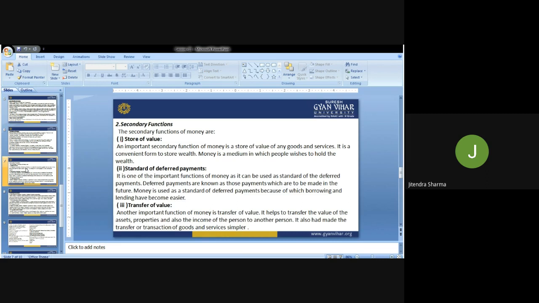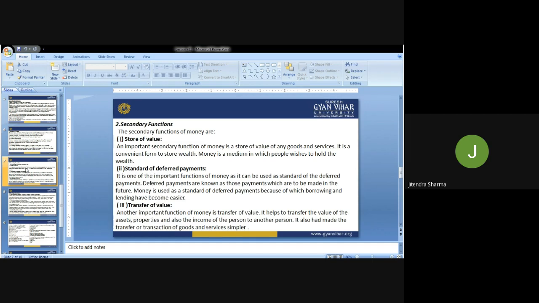Now the second function is standard of deferred payment. It is one of the important functions of money, as it can be used as a standard of deferred payment. If this particular commodity is 10,000 rupees, this is 2,000 rupees, this shirt is 800 rupees, it means there is a standard function which can be easily accomplished by money. Deferred payments are those payments which are to be made in the future. If we have savings at 8% or 5% annually, it can easily be calculated and transferred. Money is used as a standard of deferred payment, because of which borrowing and lending have become easier.